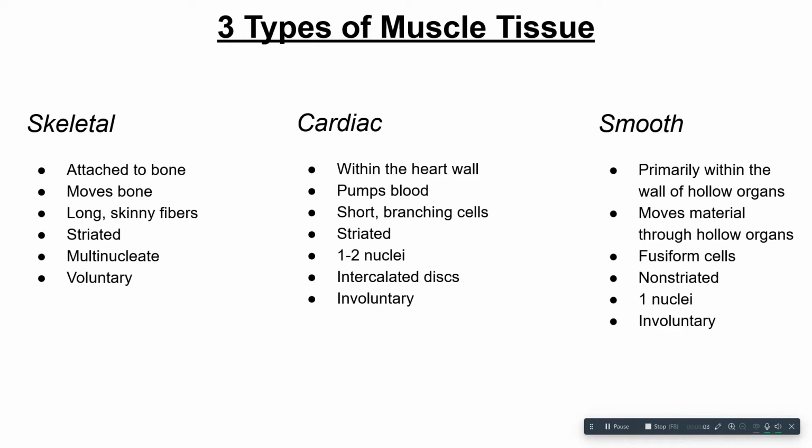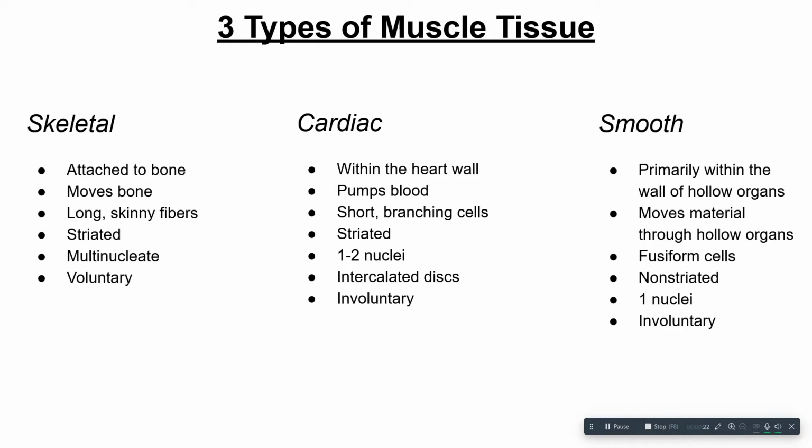Hey everybody, we are on our last unit for lab here, and we're doing our first lab video on muscle. So we're actually going to look at three types of muscle tissue today. There's skeletal, cardiac, and smooth, and that is in order of deliciousness.